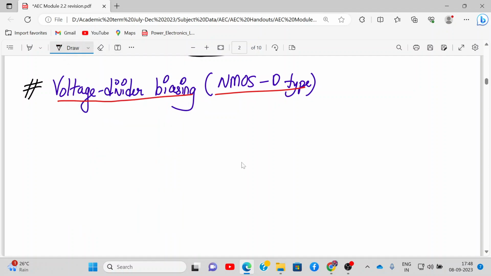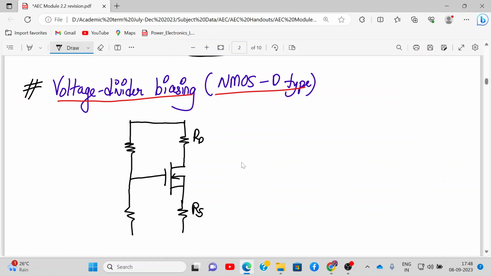You remember BJT voltage divider biasing is similar, but here you have a MOSFET. So draw the MOSFET symbol. We have RD, RS, and then we have a voltage divider. What is a voltage divider? R1, R2, and you take that from VDD. These are joined together towards ground. So please make this circuit. Then mark gate terminal, drain terminal, source terminal, VDS and ID.